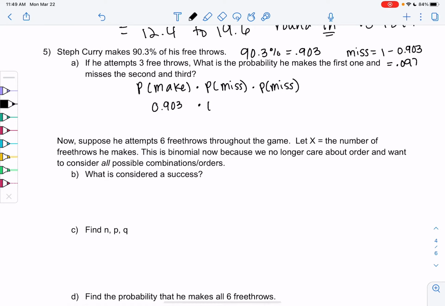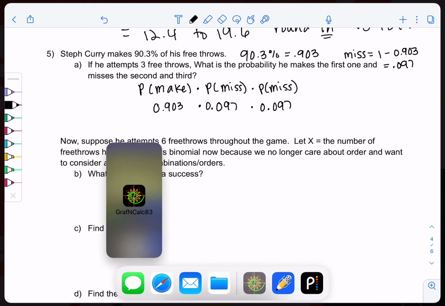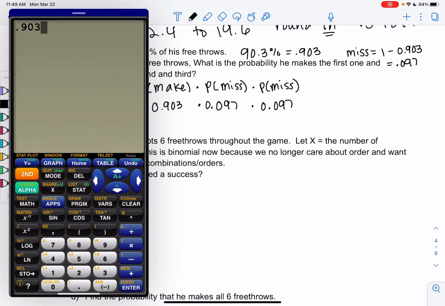So the probability of missing would be 0.097. Then we'll multiply times 0.097 twice, and that would be the probability of making and then missing and then missing. The probability of making the first one and missing the second two is pretty small, because Steph Curry is making 90% of his free throws, so it's pretty unlikely he would miss 2 of them. It's only 0.0085, less than a 1% chance.